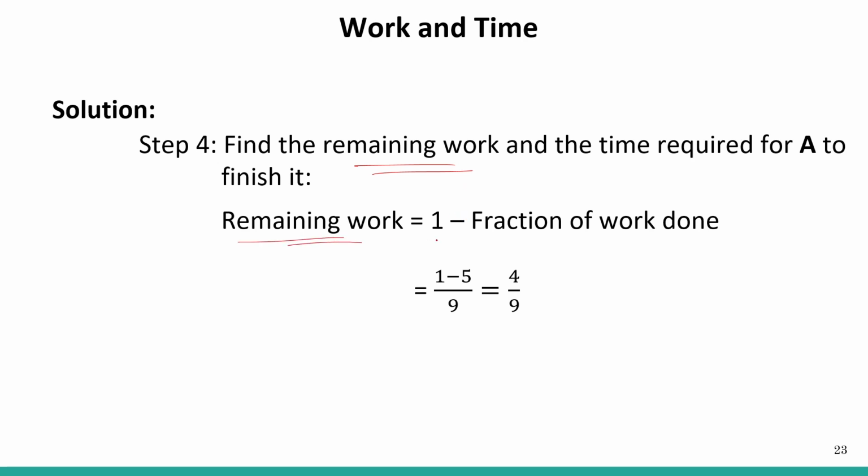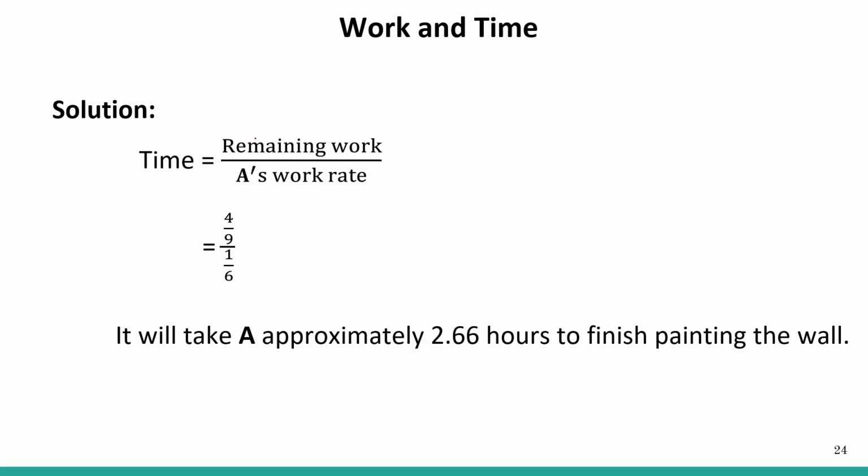So remaining work is equal to 1 minus the fraction of work done, that is 1 minus 5 by 9, which is 4 by 9. So time is equal to remaining work by A's work rate, that is 4 by 9 whole by 1 by 6. It will take A approximately 2.66 hours to finish the painting. This is 24 by 9, which is 8 by 3 hours, that is 2.66 hours.